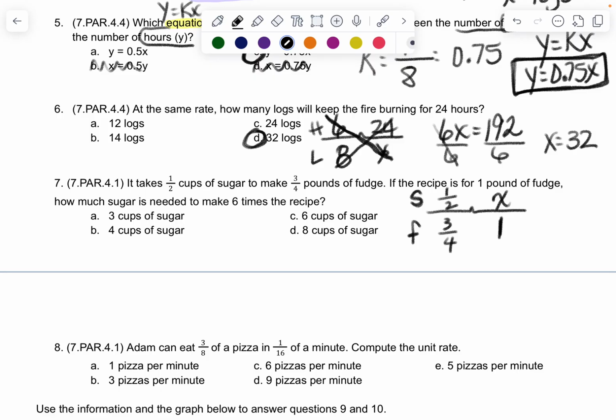I told you, when you're finding unit rate and you have the 1 right here, you don't have to do all the cross multiplying. Just take this and divide it. That only works in a proportion when you're finding unit rate, okay? But we're going to do 1/2 divided by 3/4, and we get 2/3.